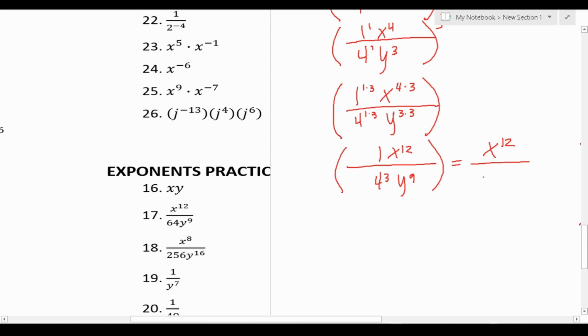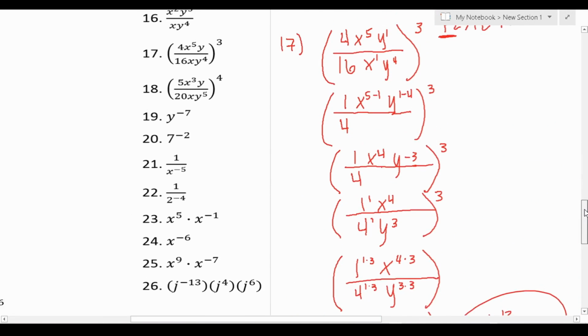This is going to be x to the 12th over 4 to the 3rd, which is the same as 4 times 4 times 4. 4 times 4 is 16 times 4 is 64. I think we saw this already. So this is 64 y to the 9th. And then there it is in simplest form.